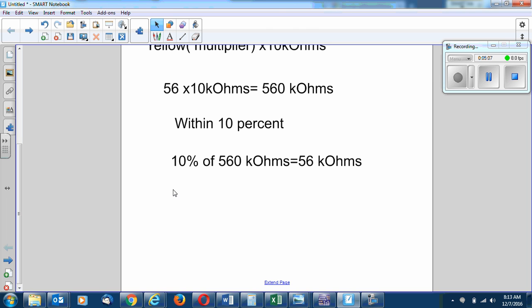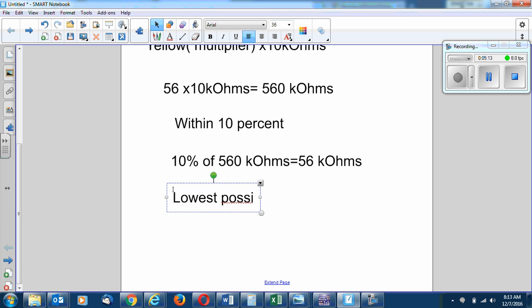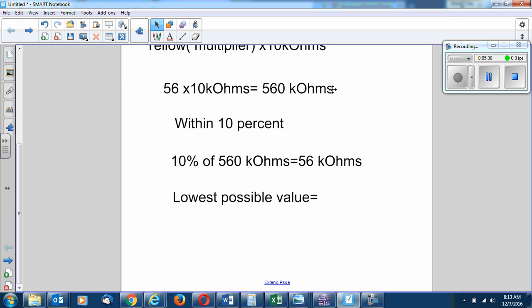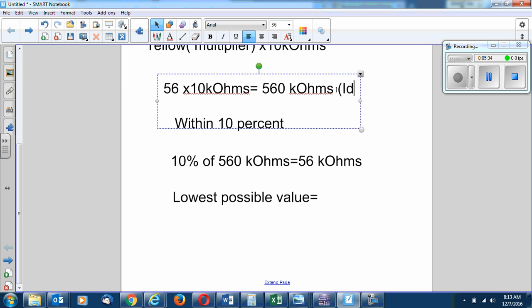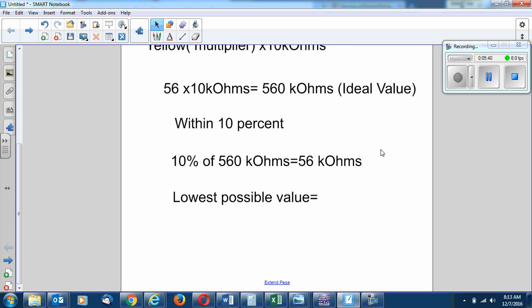So now to find the region, we find the lowest possible value. The lowest possible value is based on your stated value, your ideal value, right? That's 560 kilo ohms. Let's write down that this is the ideal value. Why am I calling this the ideal value? Because that's what it's supposed to be, okay? But really it's not. It could be anywhere between the lowest possible value and the highest possible value. So the lowest possible value is the ideal value minus your tolerance.